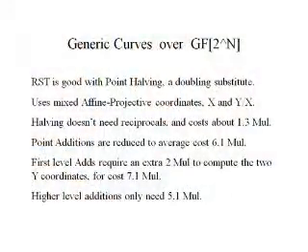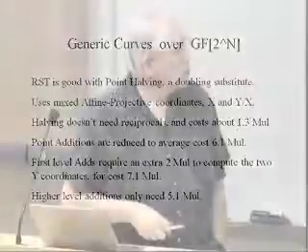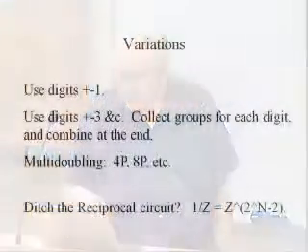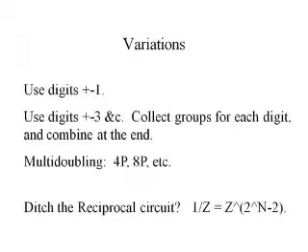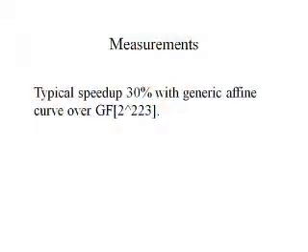Okay, these are just various circumstances that win and don't win. There are a bunch of different things you can do. You can double in groups. If you don't want to build the reciprocal circuit for some reason, you can take a penalty and compute it this way. That's old news. And we did an implementation with a generic affine curve and got a 30% speed up over the simple projective.